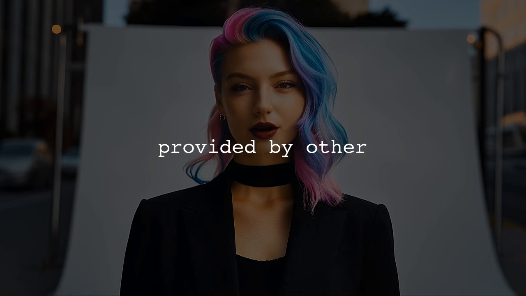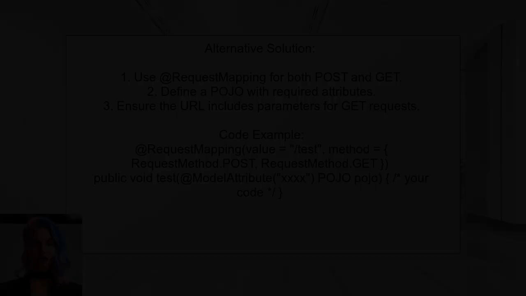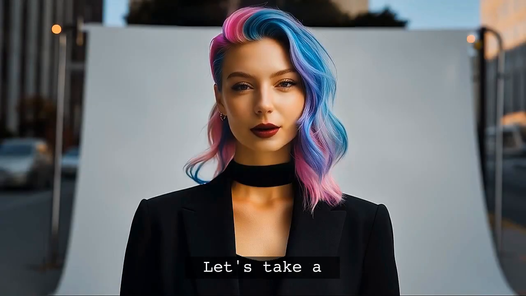Now let's look at the answers provided by other users. An alternative approach shared by another user involves using the @ModelAttribute annotation. They suggest defining a method that handles both GET and POST requests by mapping them to the same endpoint. For the GET request to work, the POJO must contain attributes that match the request parameters. For example, if your URL is /test?parameter1=blah, your POJO should have a parameter1 field. That's it for that answer. Let's take a look at another one.